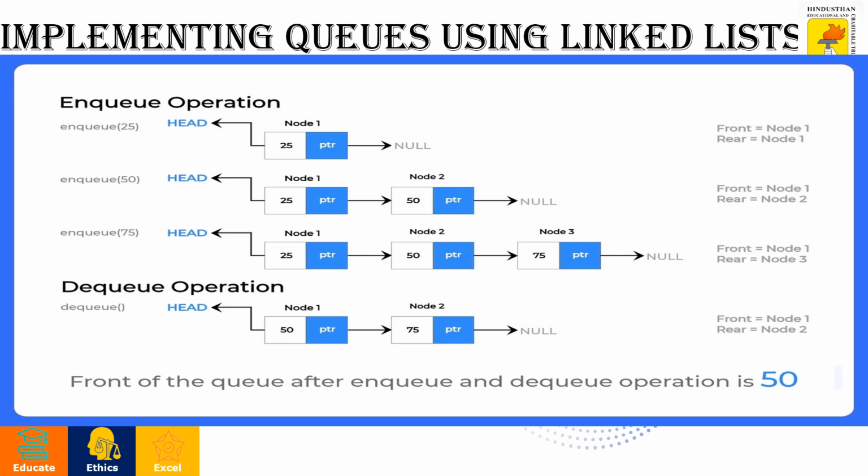This is for enqueue. Next one is the dequeue operation. For the dequeue operation, the deletion is done from the front pointer. So here in this case, the front pointer is pointing to the node with value 25. So it is deleted and the front pointer is moved by one position. So now the front pointer is pointing to the node which has value 50.